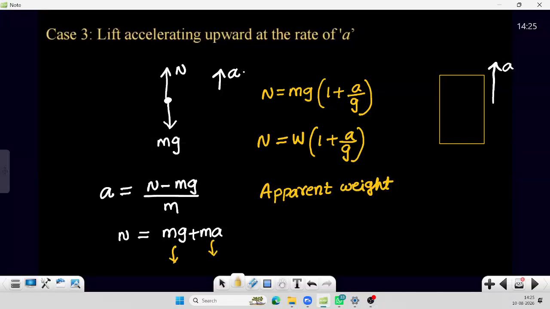In this case, apparent weight, how much? W into 1 plus a by g. So that's the reason. When a person is moving in the upward direction, the true weight of the person is more than the person's weight. It will display more than the actual weight. Okay.